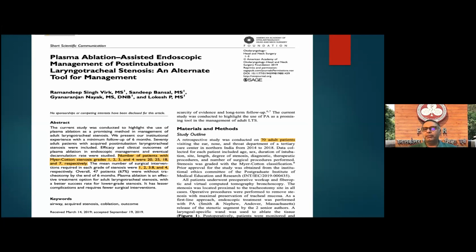Whereas coblation as an instrument nowadays, because of its use in adenoid and tonsil surgery, is very commonly available. So for a country like ours, if we can adequately train the surgeons on this tool, it's cheaper and easily available. The cost is 1/100th of what a laser machine is going to cost you. So it can be an alternate tool for management.